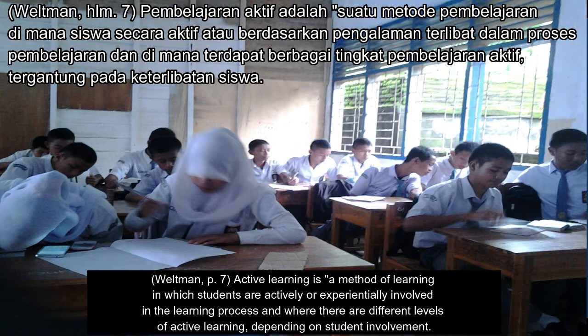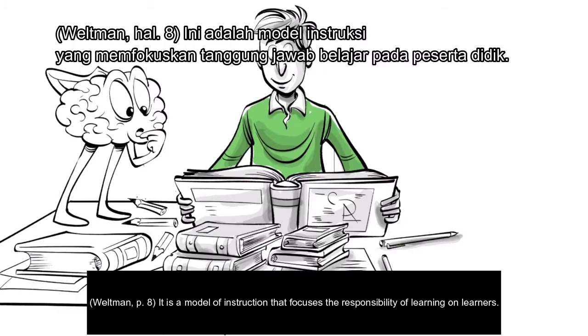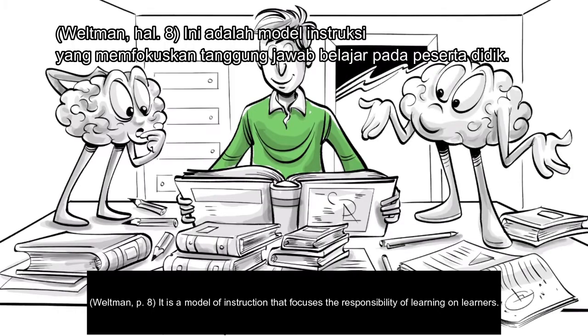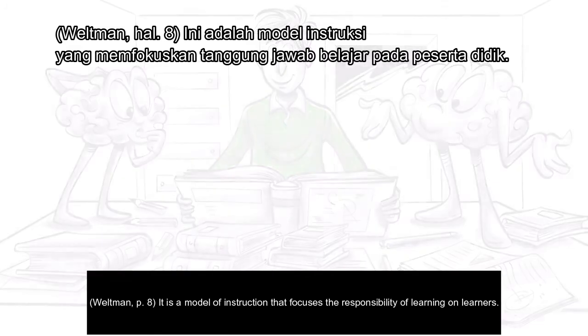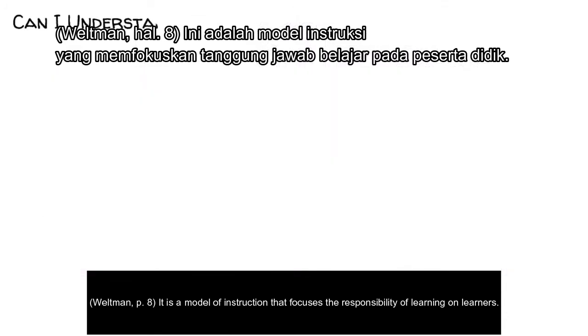Weltman, P. 7. Active learning is a method of learning in which students are actively or experientially involved in the learning process, and where there are different levels of active learning, depending on student involvement. Weltman, P. 8. It is a model of instruction that focuses the responsibility of learning on learners.